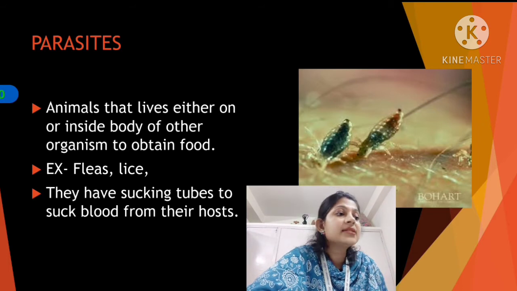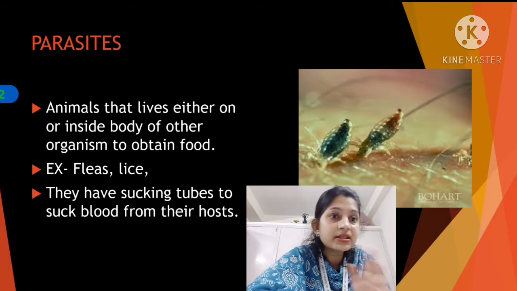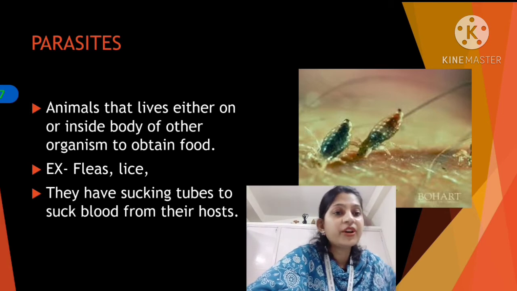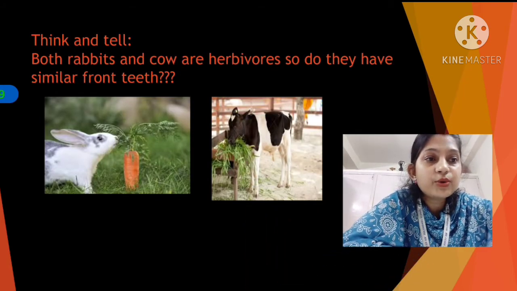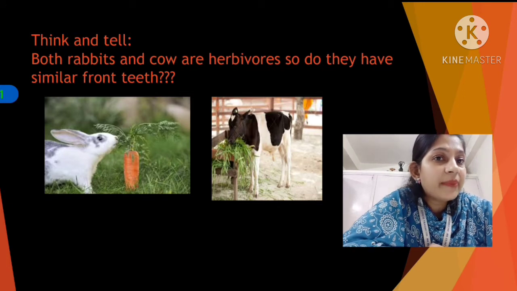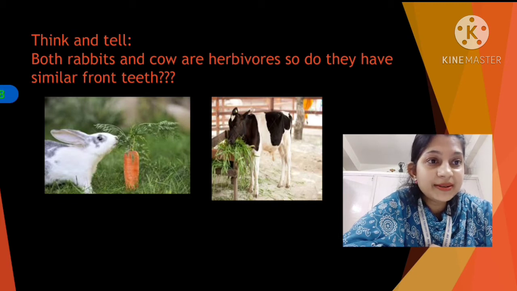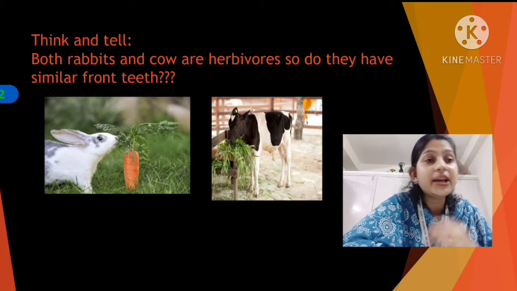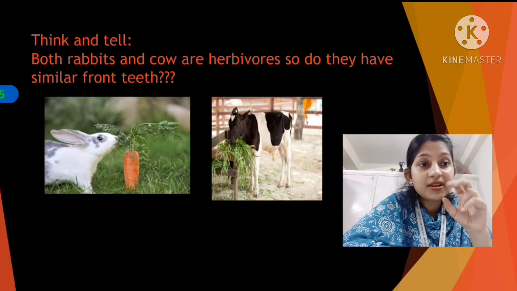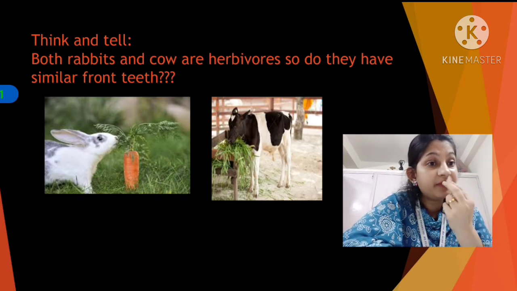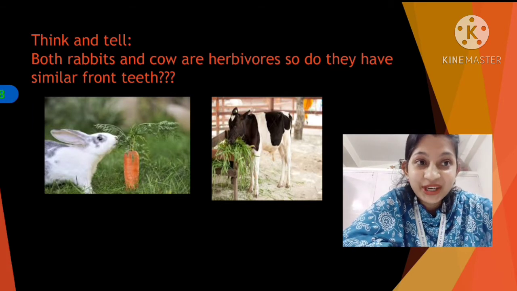In our next class again we will be revising these things, okay, and a few more modifications in different animals we are going to learn. See here, one question to you. Both rabbit and cow are herbivorous. So do you think they are having similar front teeth? Can you give me an answer? Yes, children. If you observe nicely, you can see a picture of a rabbit with the teeth. Search on the internet. It will be very nice. The front teeth are different. Okay, I have given you a hint.